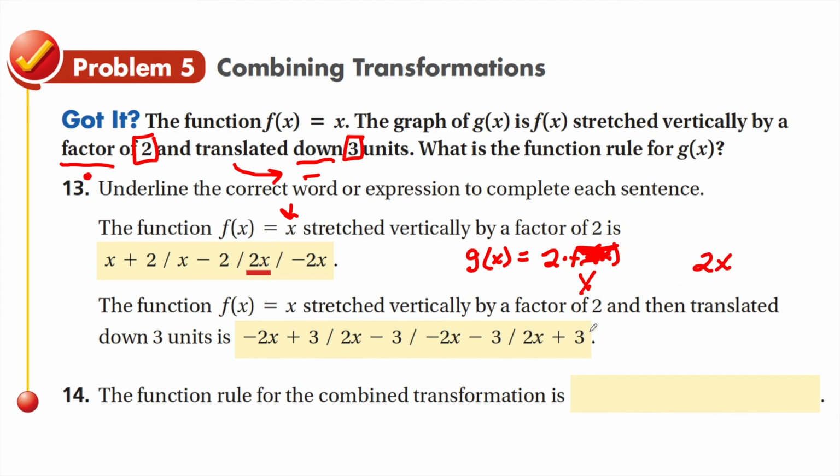All right, the next thing is we have to show something that is translated down 3 units. Translating down means that we're going to be subtracting, and more importantly, since it's downward, it's a vertical translation, which means that we're going to subtract on the outside of everything, and we're going to be subtracting 3 units. So we can actually write 2x minus 3, and that is the correct answer. So the function rule for the combined transformation will actually be g of x is equal to 2x minus 3.